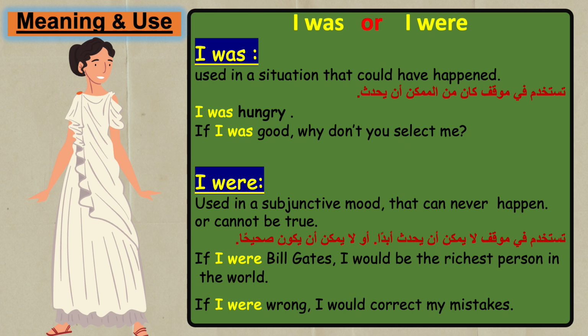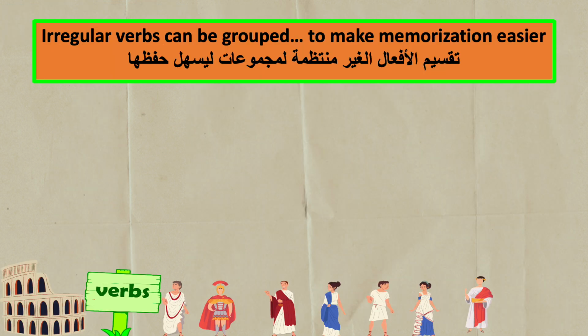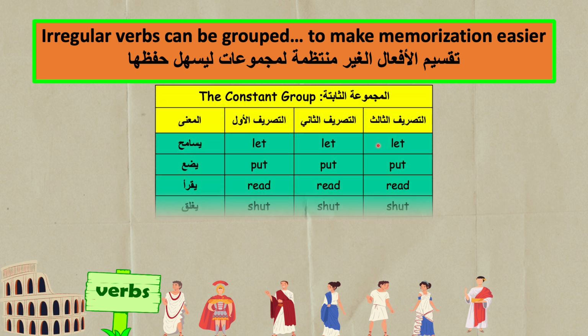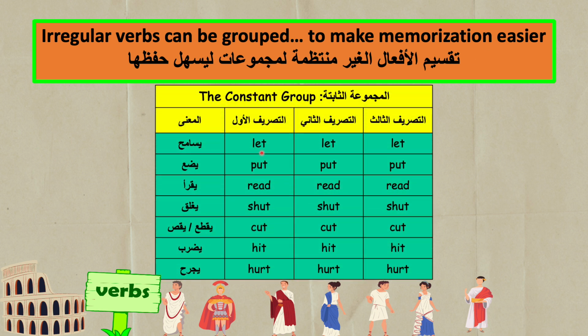Irregular verbs can be learned under three main groups based on how they change to represent the simple past and the past participle. This is group 1. Group 1: it is the same throughout all tense forms. It is the same throughout the three tense forms.